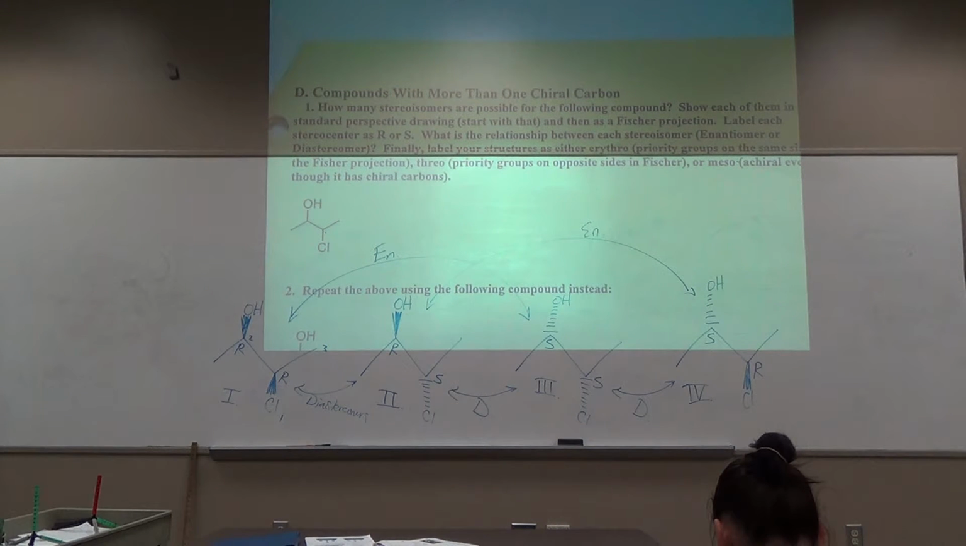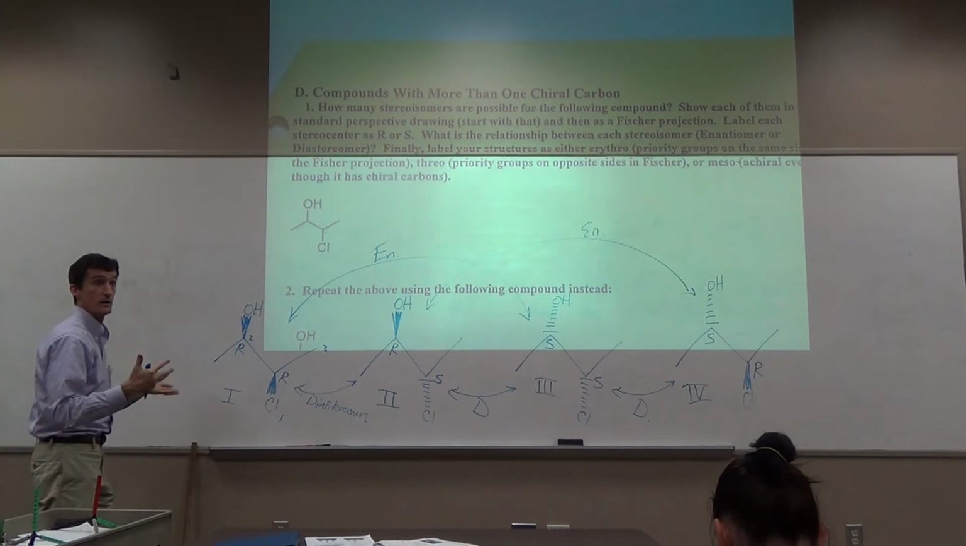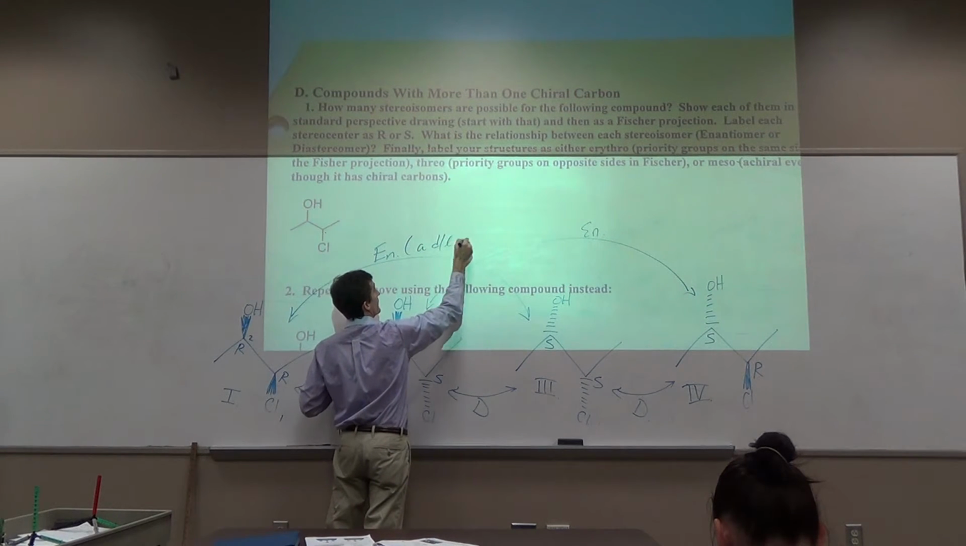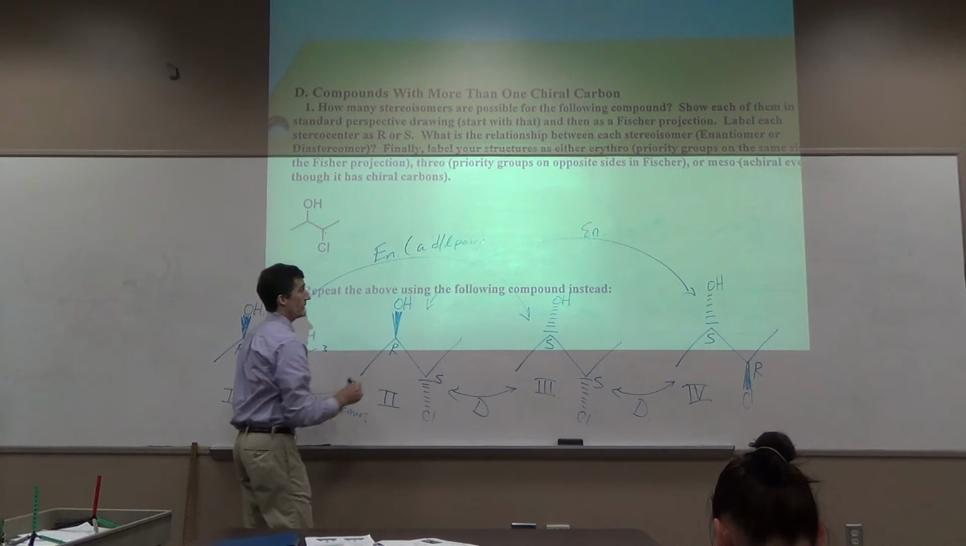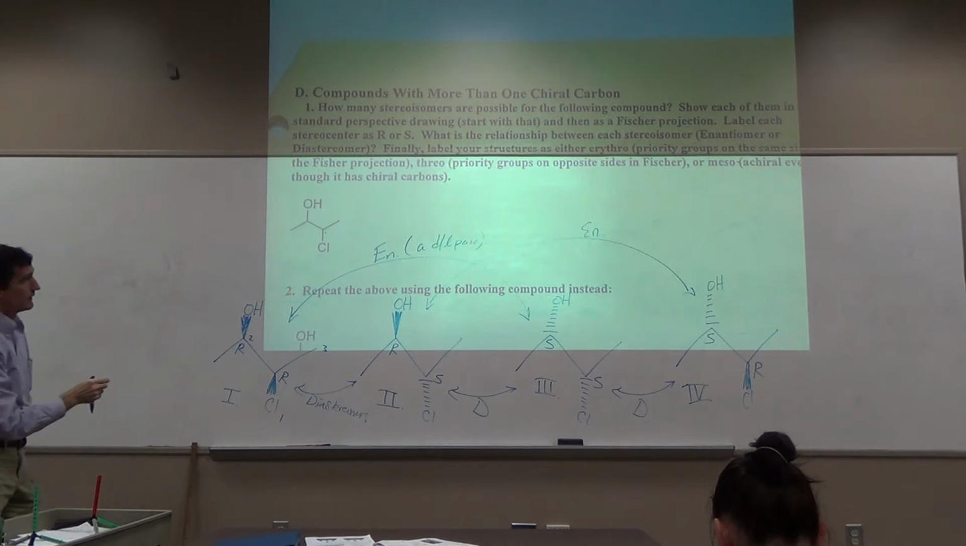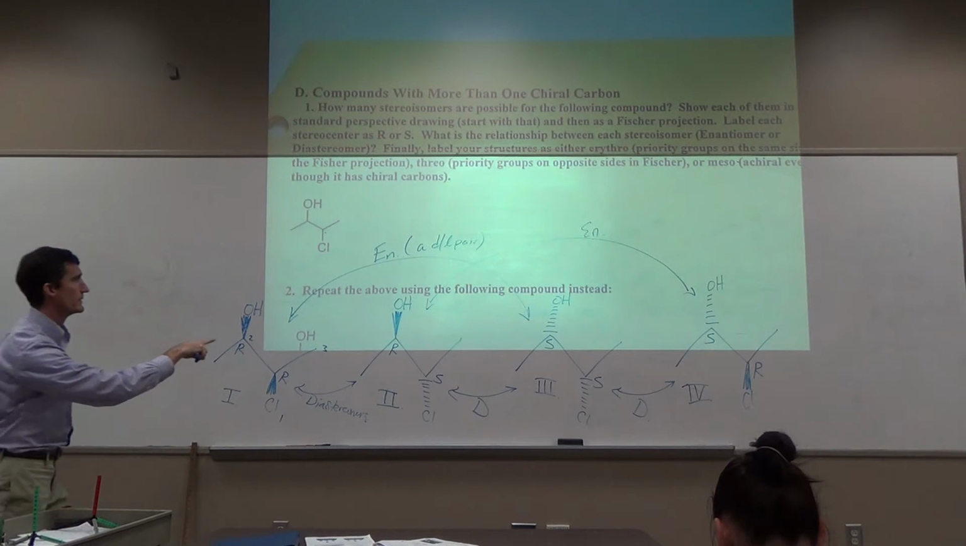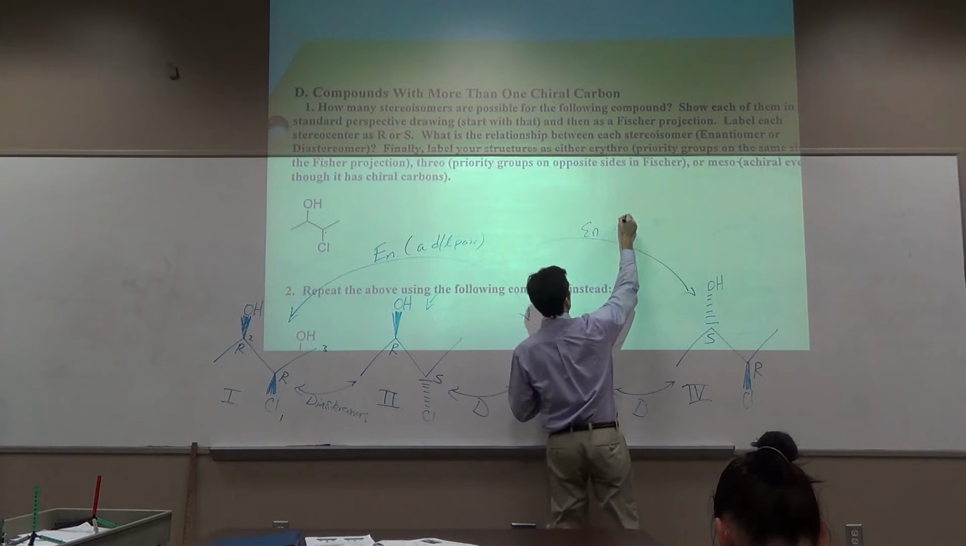I mean, you have to do the experiment to determine which is which. But see, that's a DL pair. Okay? I'm just telling you the terminology here. And then what? 2 and 4. Yeah, 2 and 4 was a DL pair.